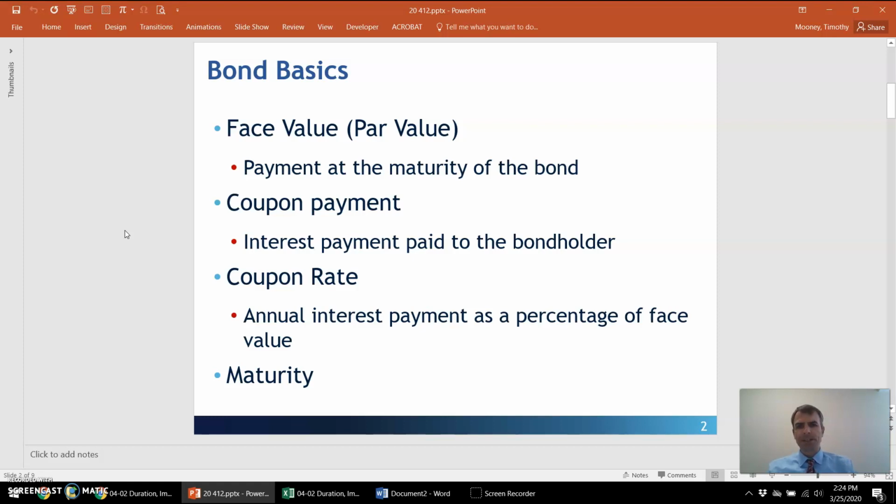The face amount, the par amount, how much you get when a bond matures, that's usually $1,000 face amount is the increment of bonds. And then the coupon payment and the coupon rate are related, right? We can find out how much interest gets paid over the life of a bond. And then the bond matures, right?